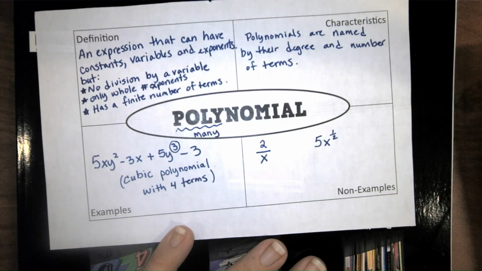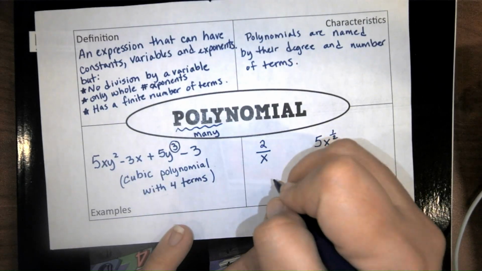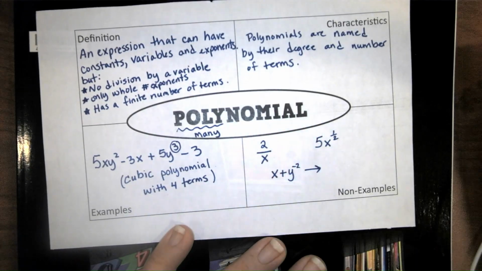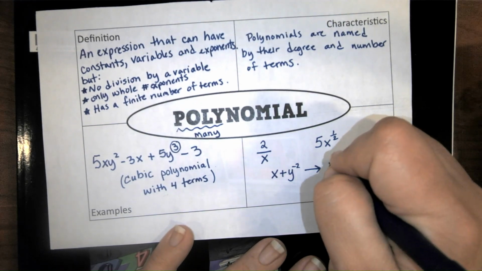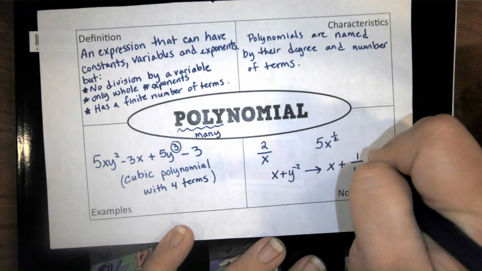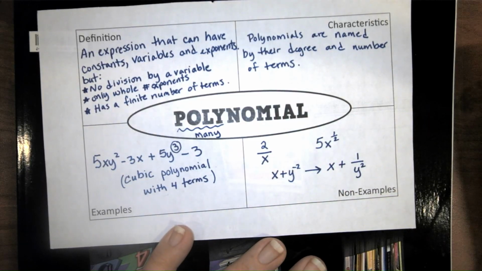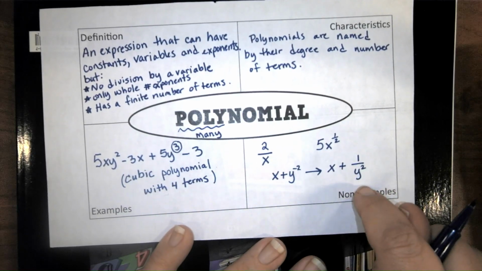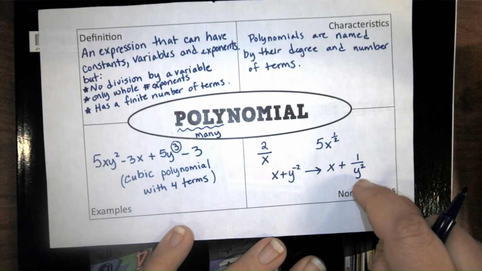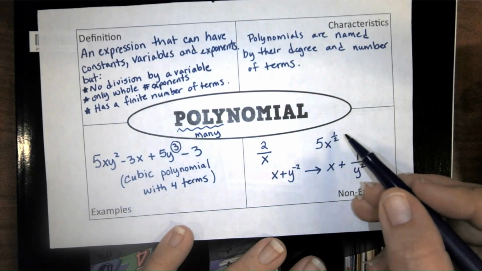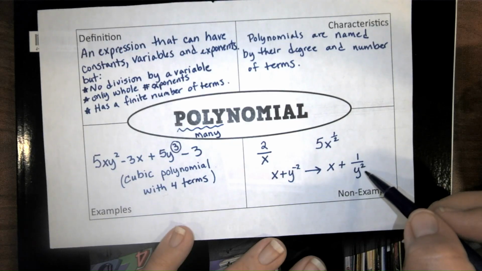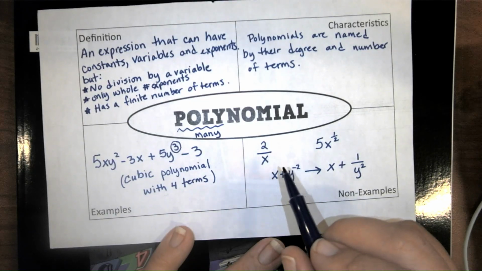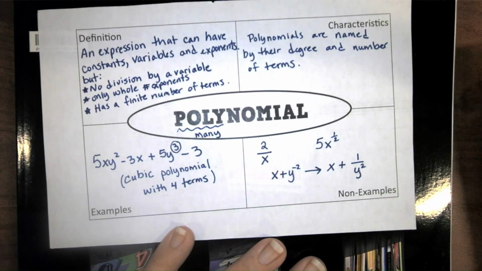Similarly, we can't have something like x plus y to the negative 2 power, because this is really just a fancy way of writing x plus 1 over y squared. And we know that from our work with logarithms. When we have this negative exponent, it's the same as 1 over the positive exponent. So because we can't divide by a variable, we can't have something like this. So we can't have fractions in the exponents. We can't have variables in the denominator, which means we also can't have negative exponents. And those are some examples of things that are not polynomials.